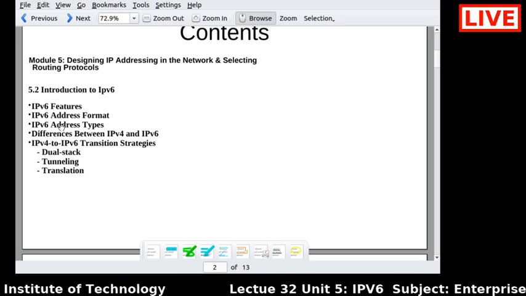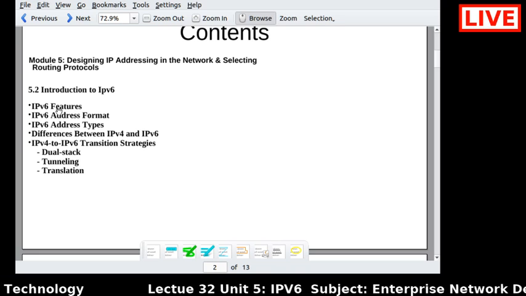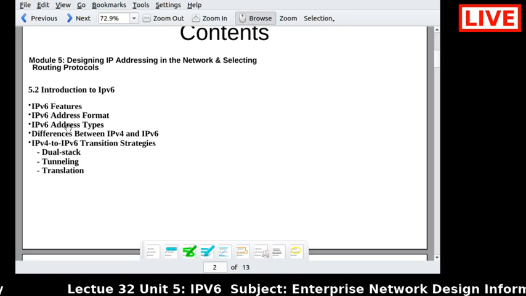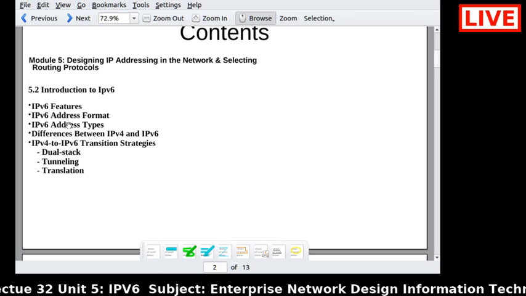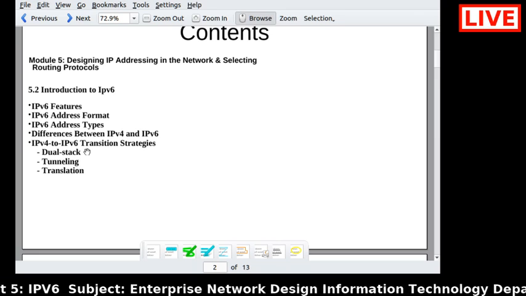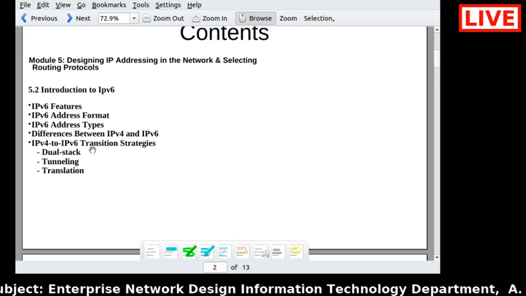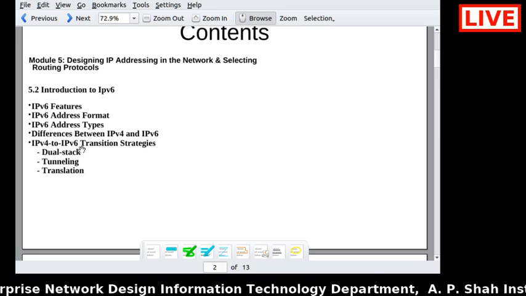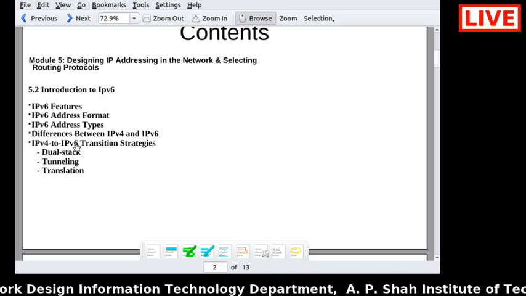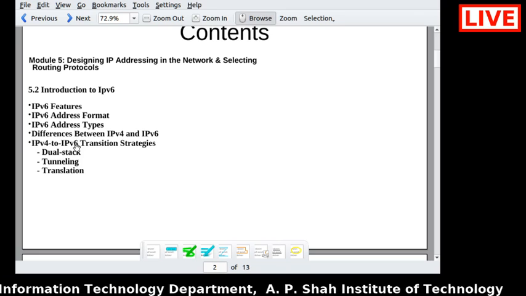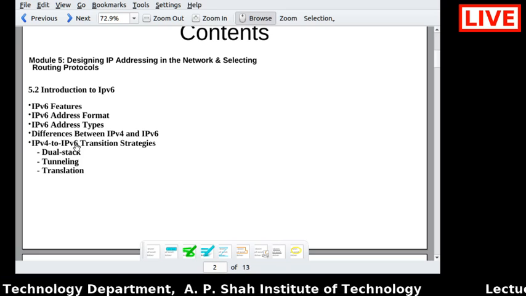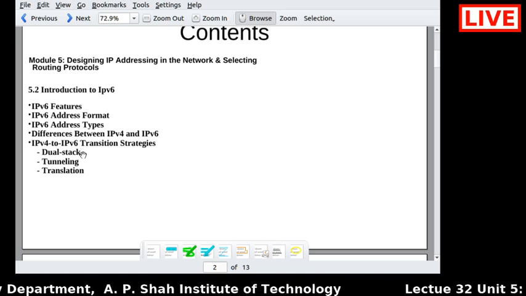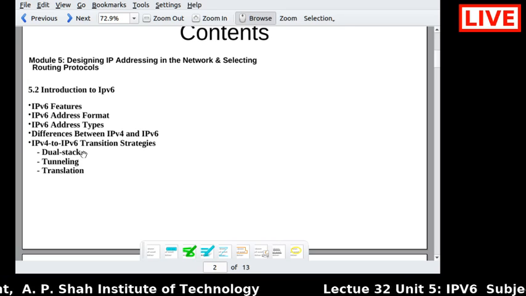So then, and only then, you will come to know how these IPv4 and IPv6 are working, right? And then we will see the transition strategies. So how IPv4 to IPv6 transition can take place with the help of some technologies or some methodologies, right?